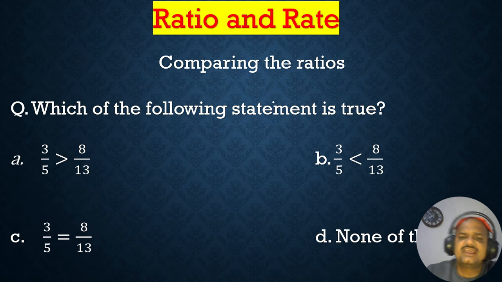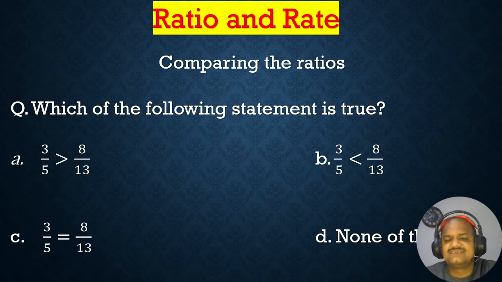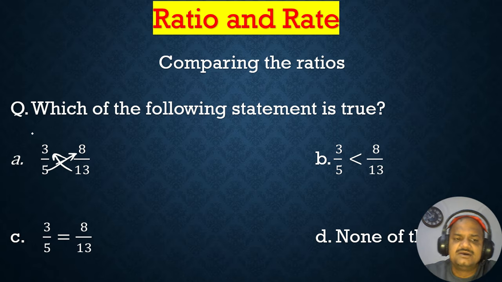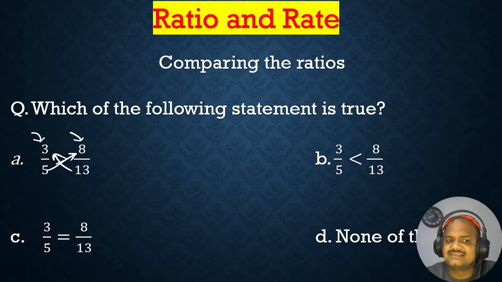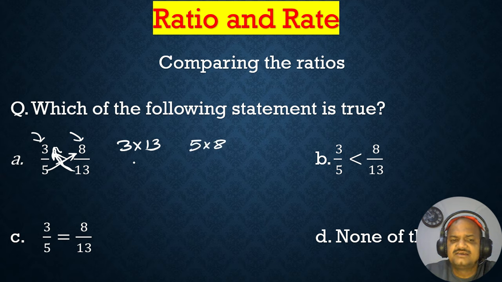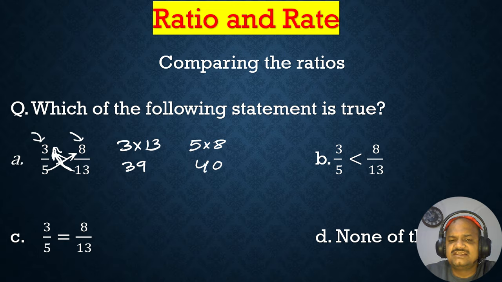Another type of question can be comparing the ratios. Here the concept is the same. Comparing means which one is greater, which one is smaller, or they are equal. So you see, just make them cross multiply, and with the cross multiplication you will get the answer. But remember, the numerator will not move anywhere. Numerators will remain on the same side. So here you will write 3 times 13, because 13 here down, it will go up, and 5 times 8 on the other side. Now 13 times 3 is 39 and 5 times 8 is 40.